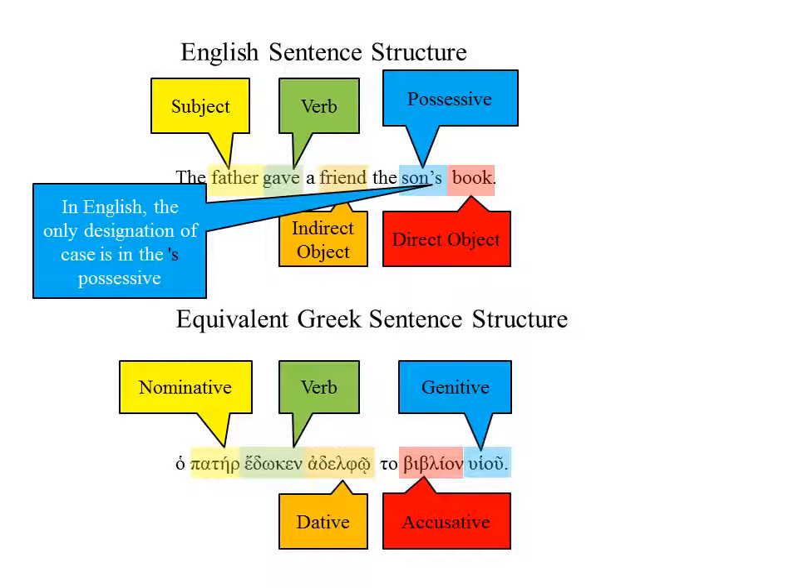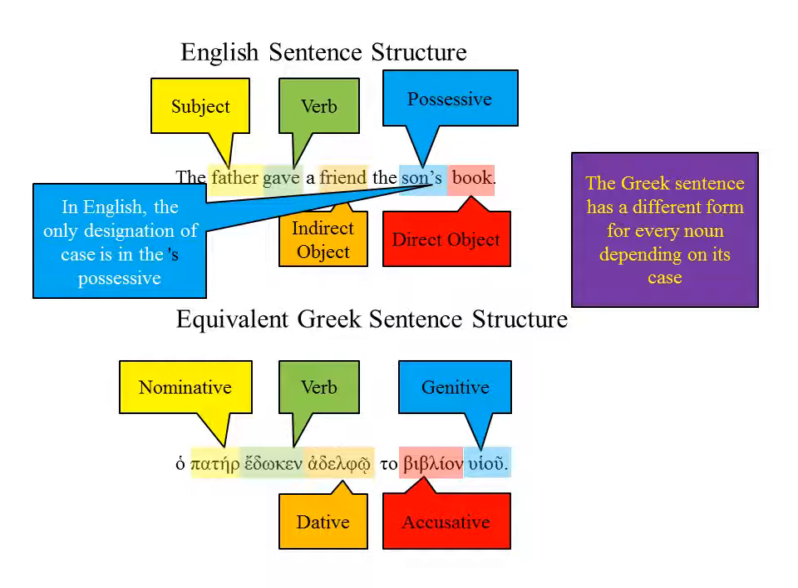If we look at the sentence, we'll see that in the English, the only designation of case is in the apostrophe S on son's. Otherwise, we would have to know from word order what these words are. There's nothing to identify what their case is. In Greek, however, every noun has a different form depending on its case, that is, depending upon its function in the sentence. And we can tell that by the ending exactly what its function is.